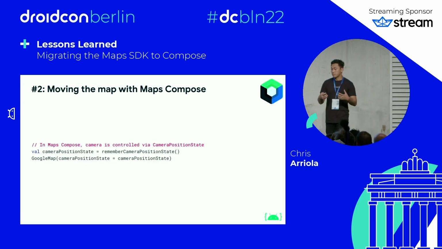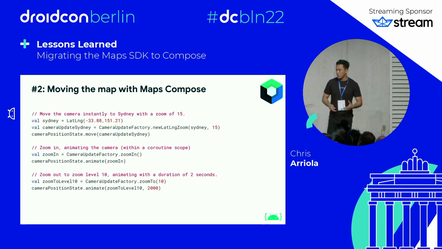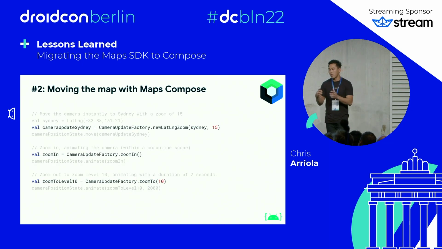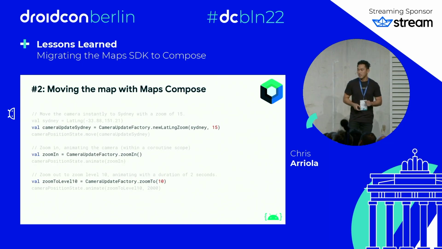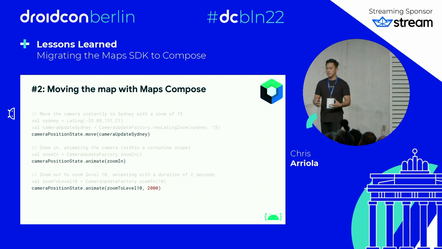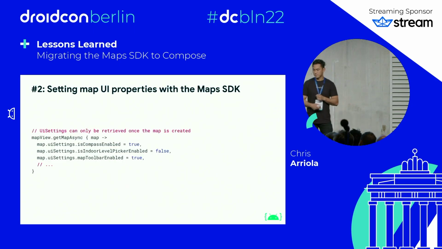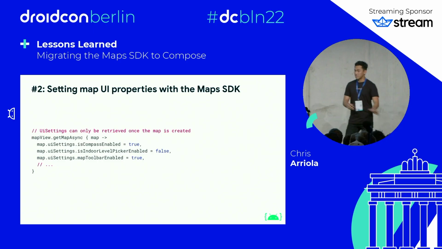I mentioned in Maps Compose, the camera is controlled through this state-hoisted camera position state object. So in Maps Compose, you can use the same camera update object, but instead of passing it to the map composable function, you would provide it to the camera position state object. So you would call move or animate. So notice I said reuse as much as possible.